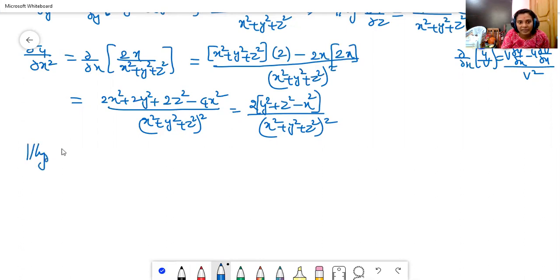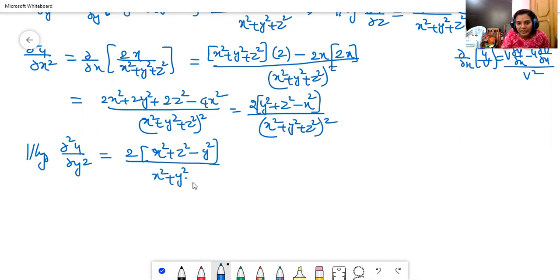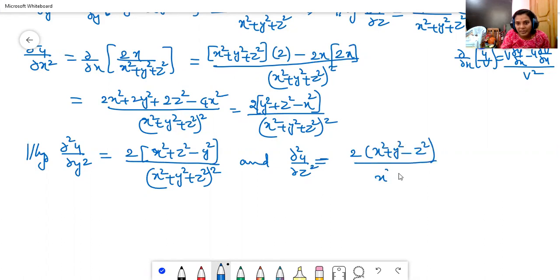Similarly, we can write dou square u by dou y square equal to 2 into x square plus z square minus y square whole by x square plus y square plus z square whole square, and dou square u by dou z square equal to 2 into x square plus y square minus z square whole by x square plus y square plus z square whole square.